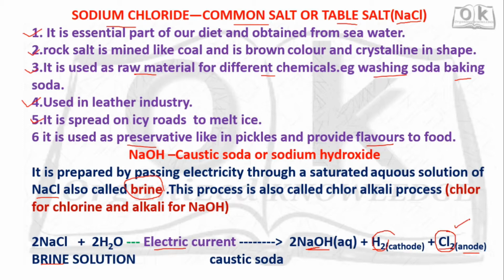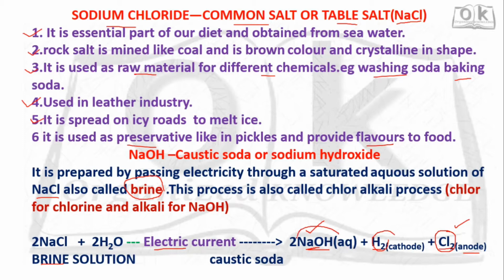And हमने पहले स्टडी किया है that this NaOH is an alkali, meaning it is soluble in water. This NaOH, potassium hydroxide, sodium oxide, these are alkalis and these are soluble in water. So this process is also known as the chloralkali process.